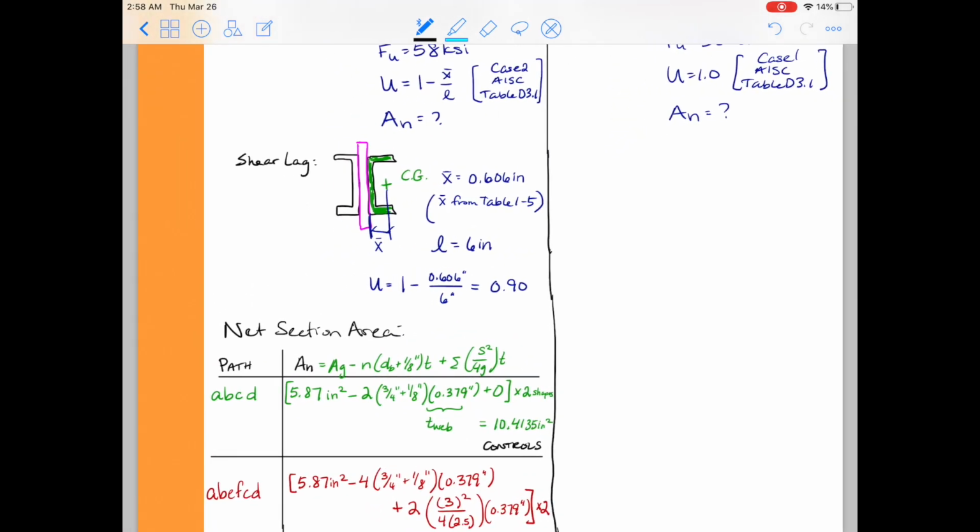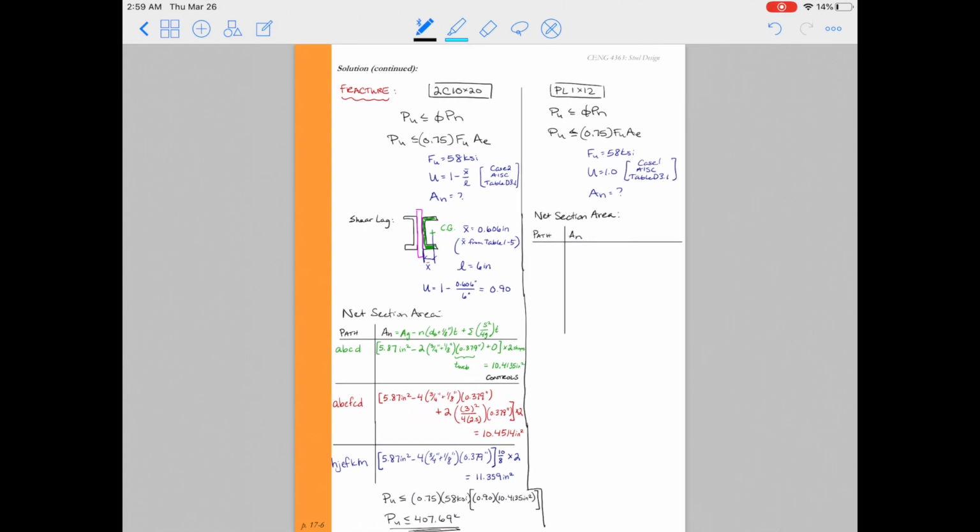And finally, we have to determine the fracture capacity for the PL1x12 plate member. The net section area is the only thing left to calculate for this particular member. And so we'll have to identify a path and calculate the net section area for those paths. So we'll go back to take a look at the connection geometry.